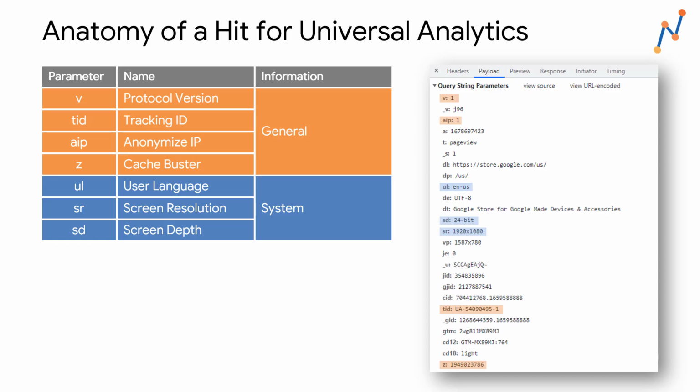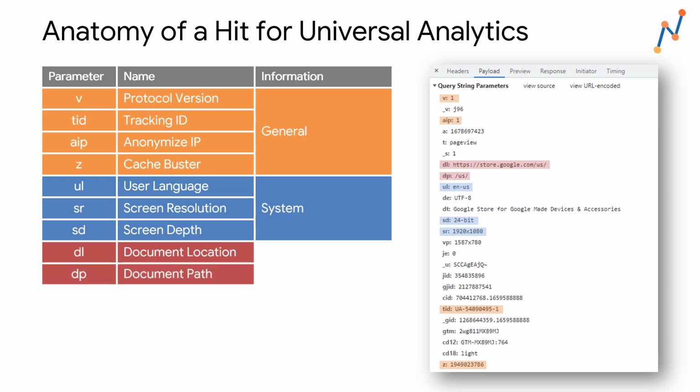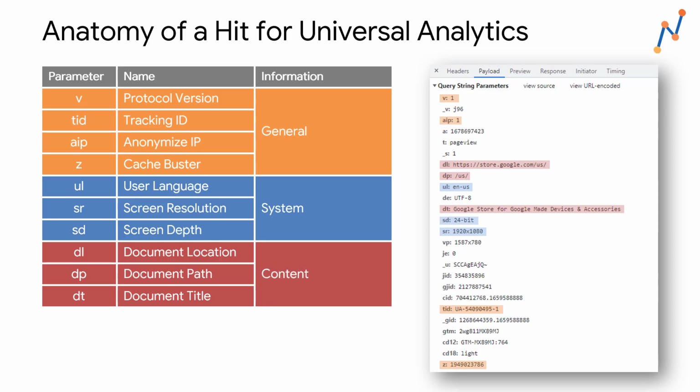Then you'll also find information about the content, and the first parameter is dl, which stands for document location and represents the full URL of the page on which the content resides. The next parameter is dp, which stands for document path. The information of this parameter represents the path portion of the page URL. And the last content-related parameter is dt, which stands for document title. As the name implies, this represents the title of the page. And these three parameters sent to Universal Analytics fall under the category Content Information.